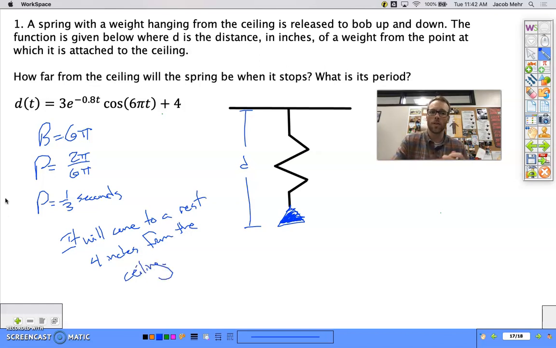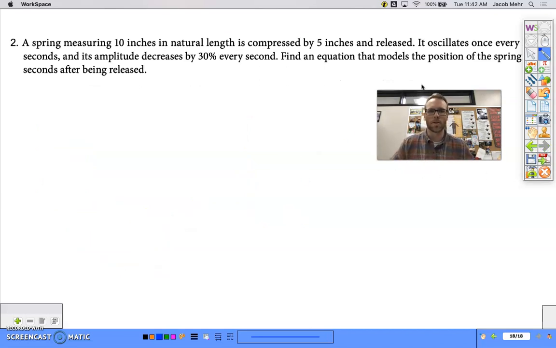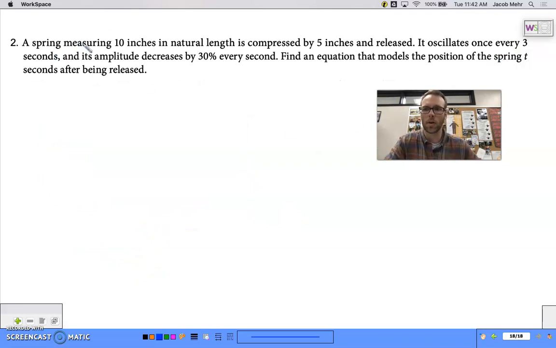All right, so this is one where I gave you the function and we were able to get some information from it. We need to reverse that process, don't we? Okay. So here's what we have here. A spring measuring 10 inches in natural length. Natural length is just, it hasn't been stretched or compressed. If it's just laying there, it's at its natural length. Okay, is compressed 5 inches and released. It oscillates once every 3 seconds. Okay, that's a period, isn't it? Its amplitude decreases by 30% every second. Finding the equation that models the position of the spring T seconds after it has been released.